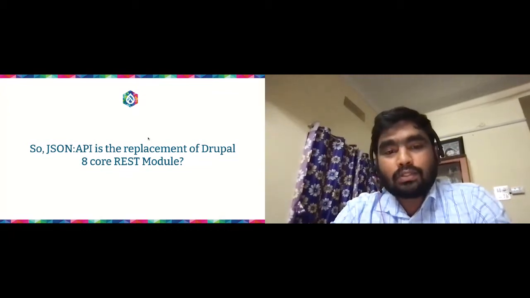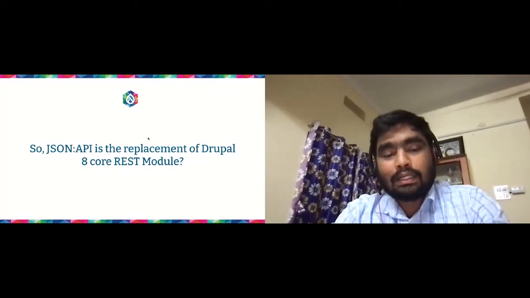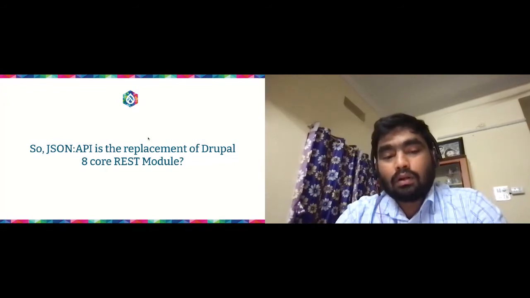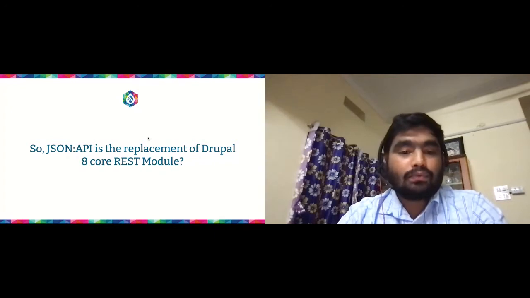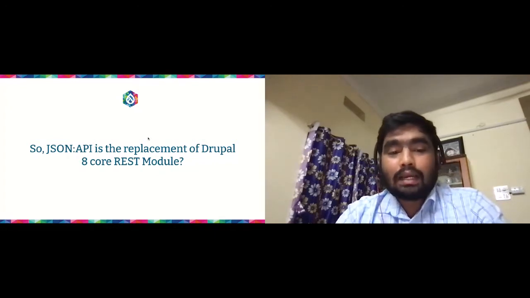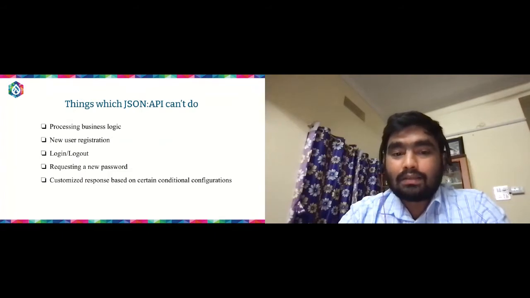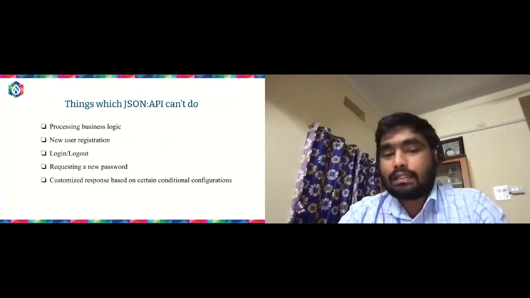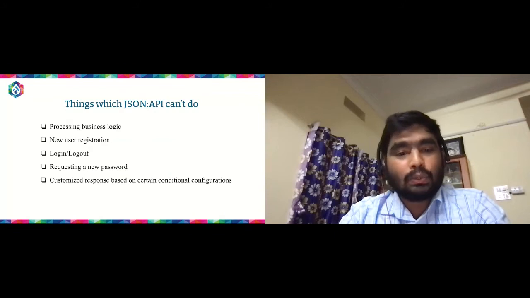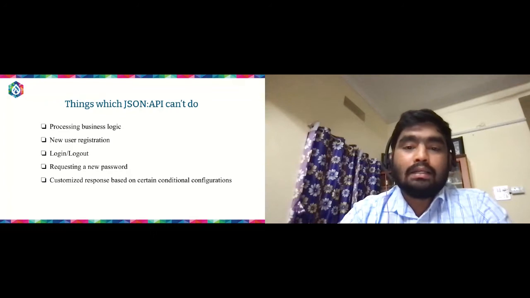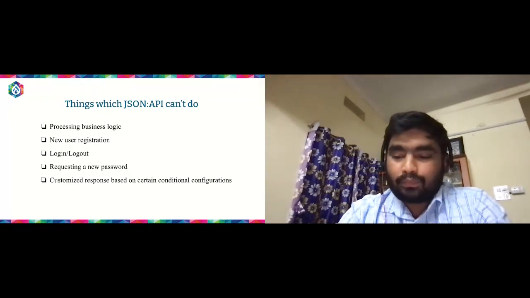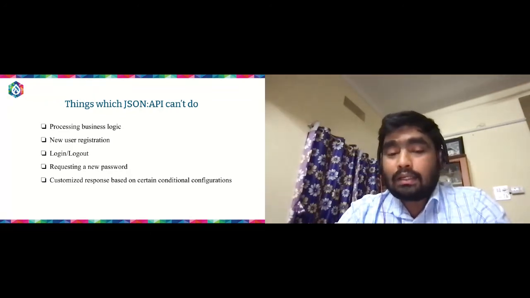For example, processing additional business logic, or new user registration, or if you want to perform login or logout, or request a new password, or customize a response based on certain conditional configurations. These kinds of scenarios are already there in the core REST API module, and we can easily do all those things. Those things we are not considering in the JSON API module.